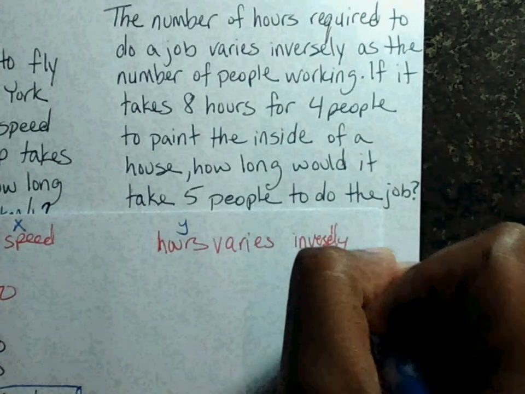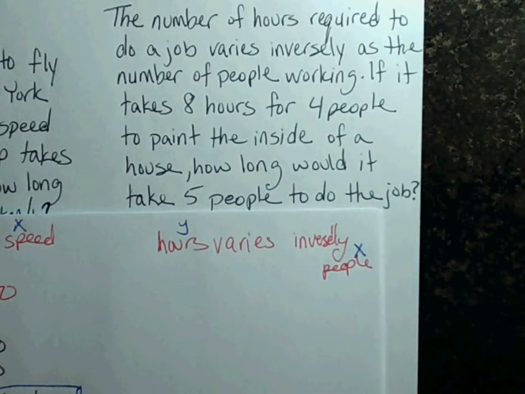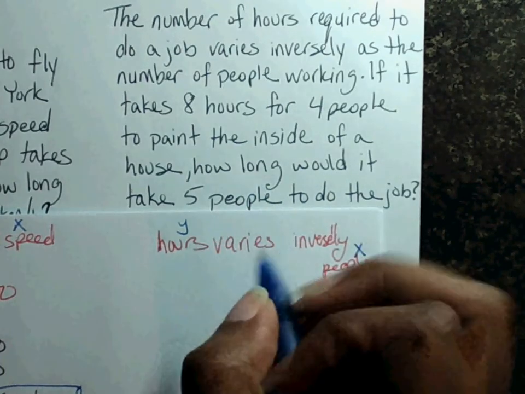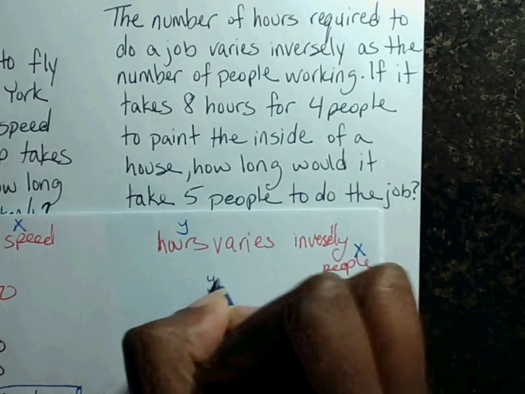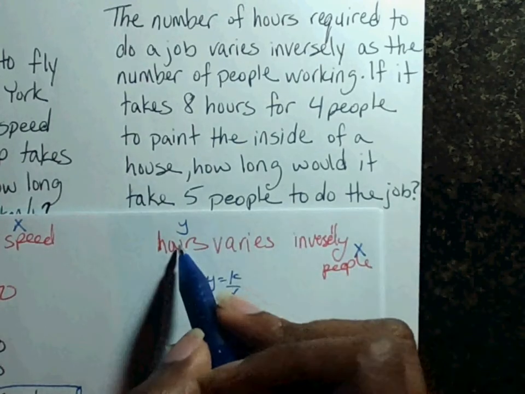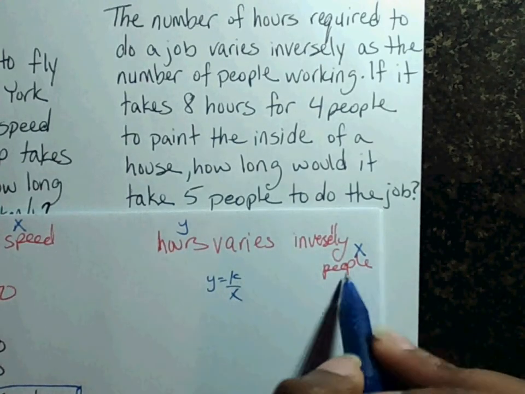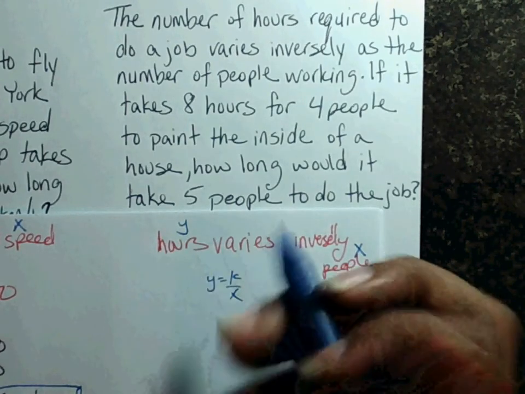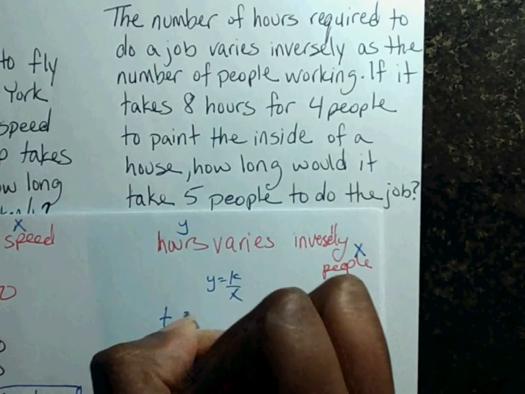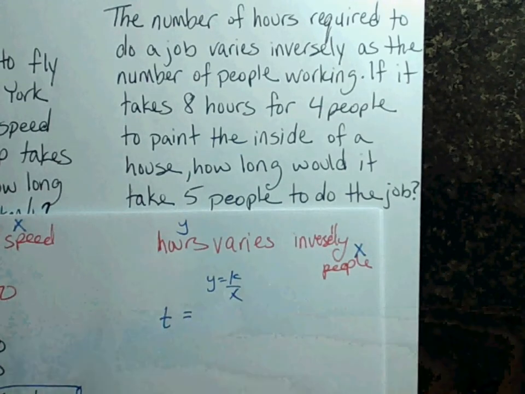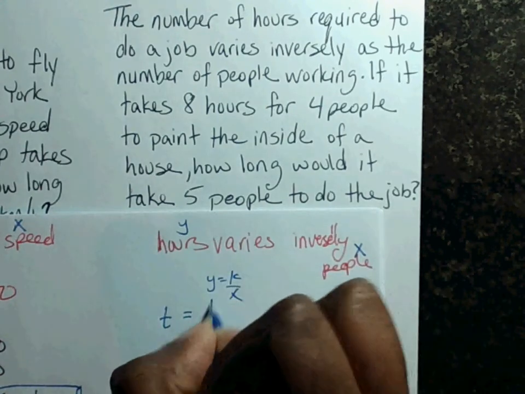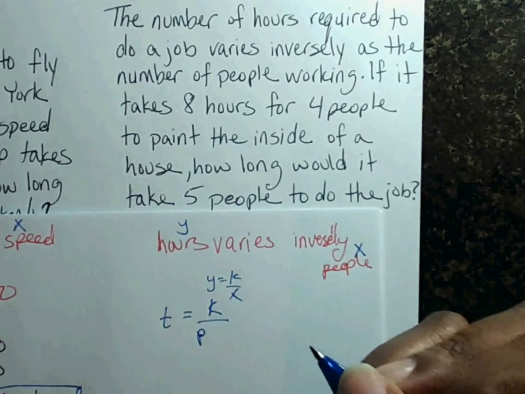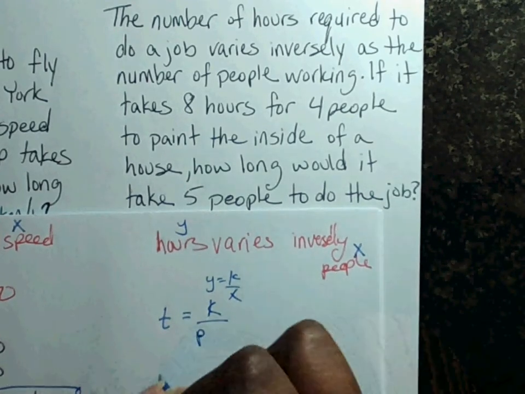Y varies inversely with X. So in this case, Y is hours, X is people. I'm going to write my formula down. Y equals K over X. In this case, I'm going to have hours equaling K over people. So, hours, time. I'm just going to write time. You can write whatever you want. It's your work. K over X. I'm going to write P for people. Alright. Now, this is your formula.